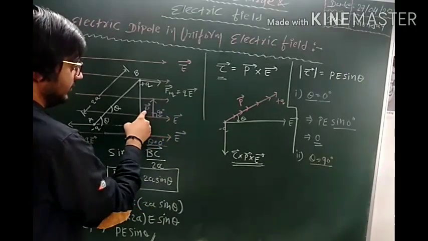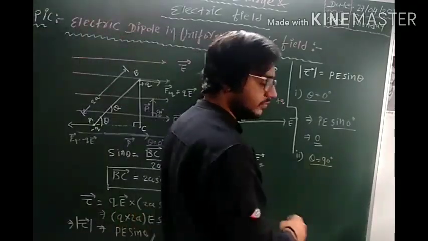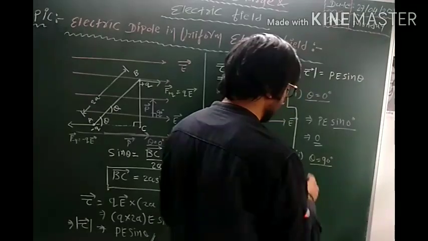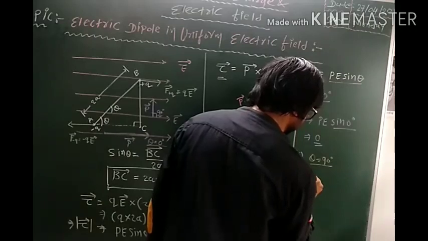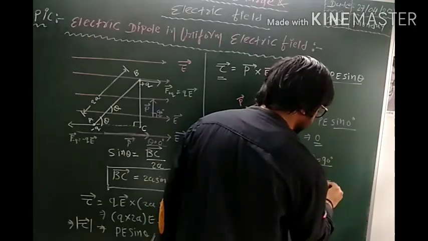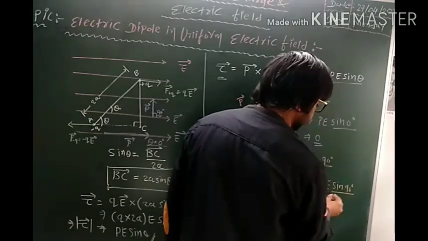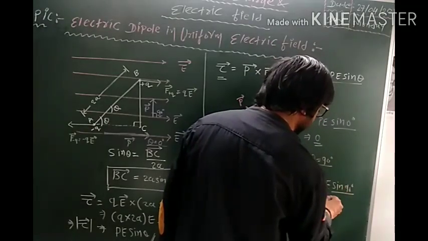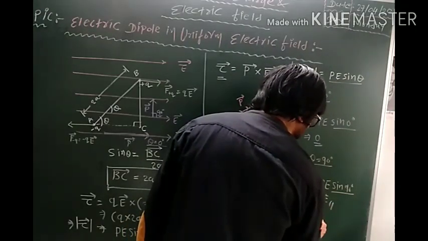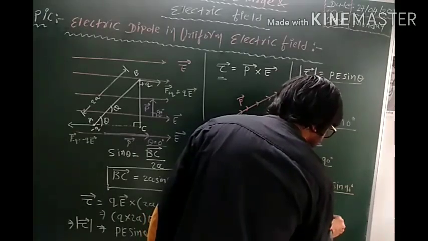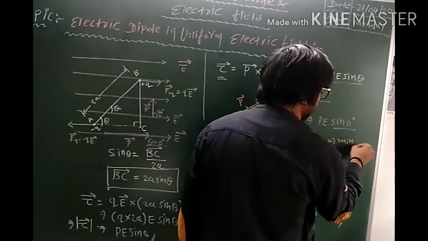So the angle between the electric dipole and the electric field is 90 degree. Here we take theta equal to 90 degree, then we put the value of theta in this equation. So what do we get? p into E sin 90, and we already know that sin 90 is equal to 1. So here the torque is maximum, and in the earlier case the torque is minimum.